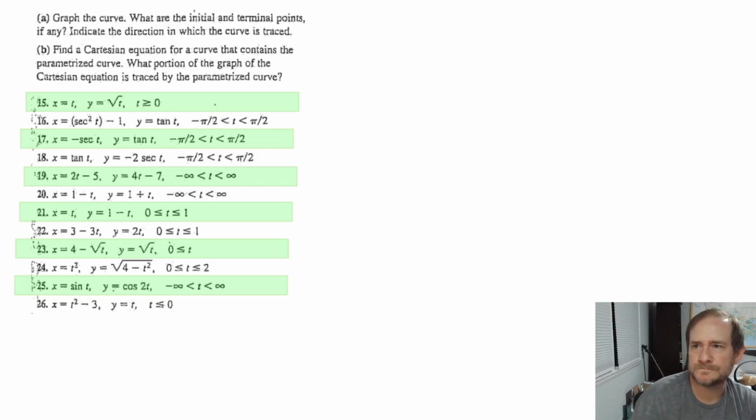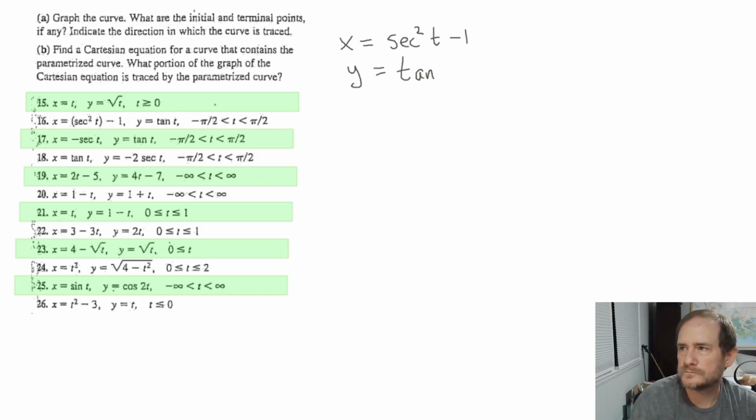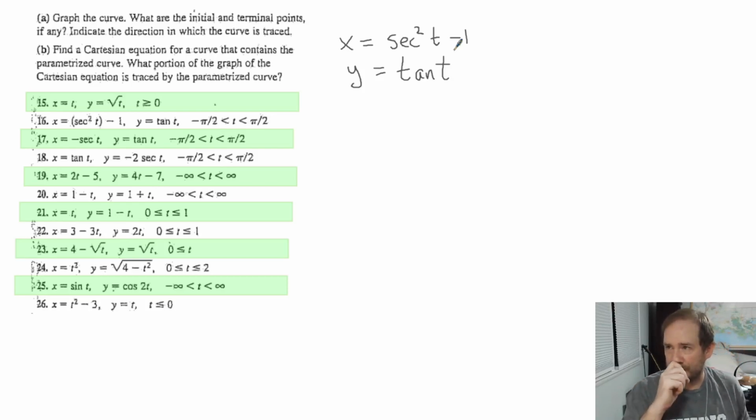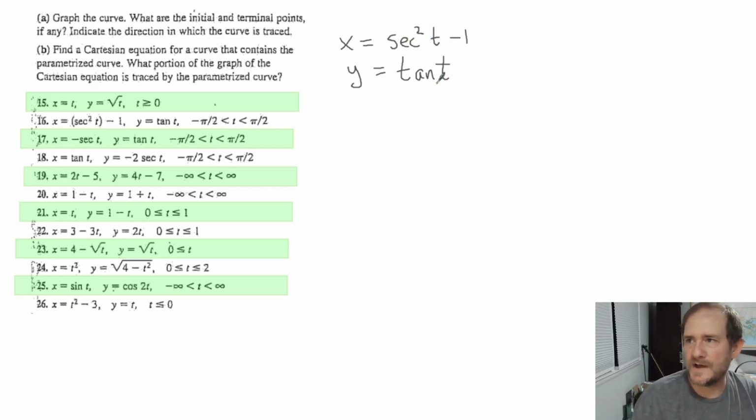Okay, 16. All right. Hopefully as you look at this, you know that we're going to use the identity that secant squared minus tan squared equals 1. And we want to isolate the trig functions before we do that. So you'll add 1 to both sides to get x plus 1 equals secant squared. And then you'll square both sides of the y equation to get y squared equals tan squared.